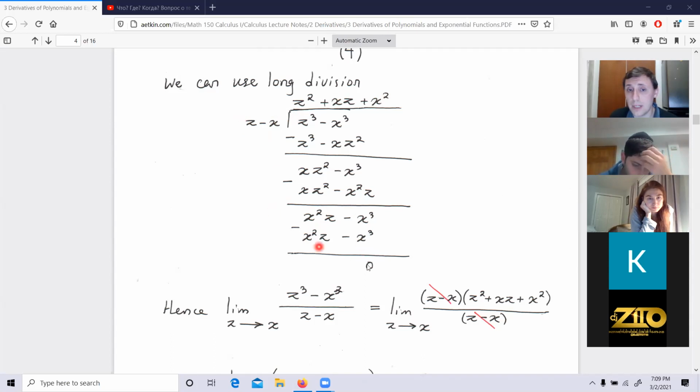I multiply, subtract, I get 0. This is my factor. So that means that z cubed minus x cubed is z minus x times z squared plus xz plus x squared.